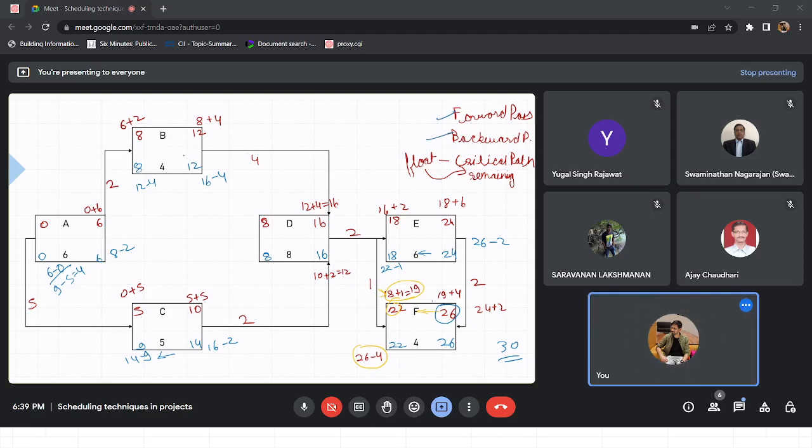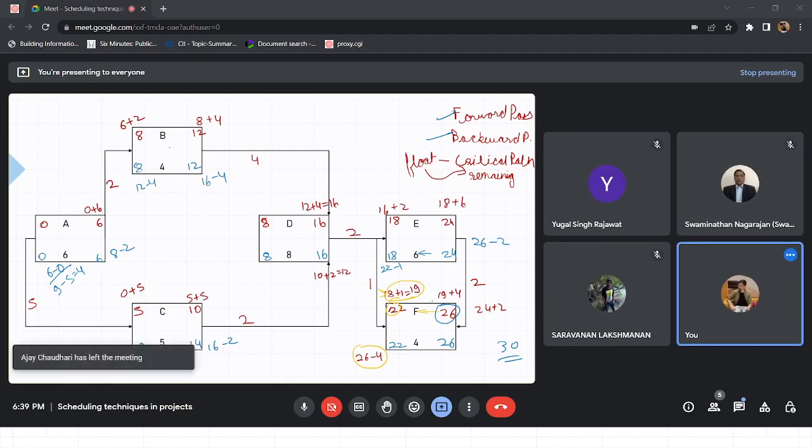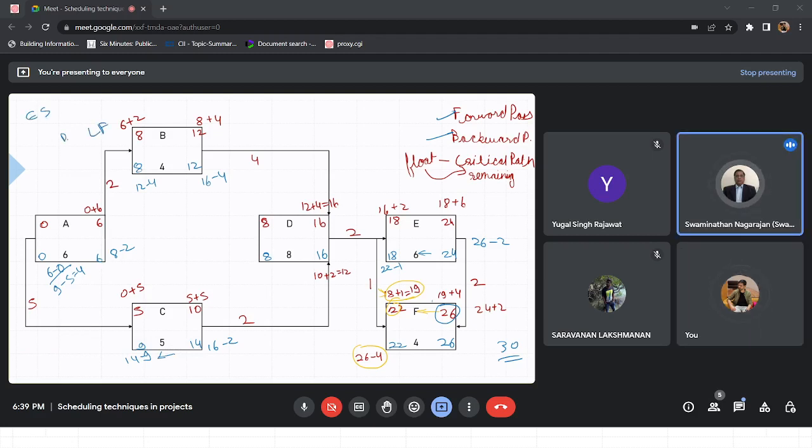Now coming to float, as these are continuous activities, if you go and check, you will find that we will be calculating only total float in these cases, and that is quite easily early start, late finish, duration. So late finish minus early start minus duration will give you the value here. That brings us to 6 minus 0 minus 6, 0. 12 minus 8 minus 4, again 0. 14 minus 5 minus 5, so 4. 4 here. In this case again 0.